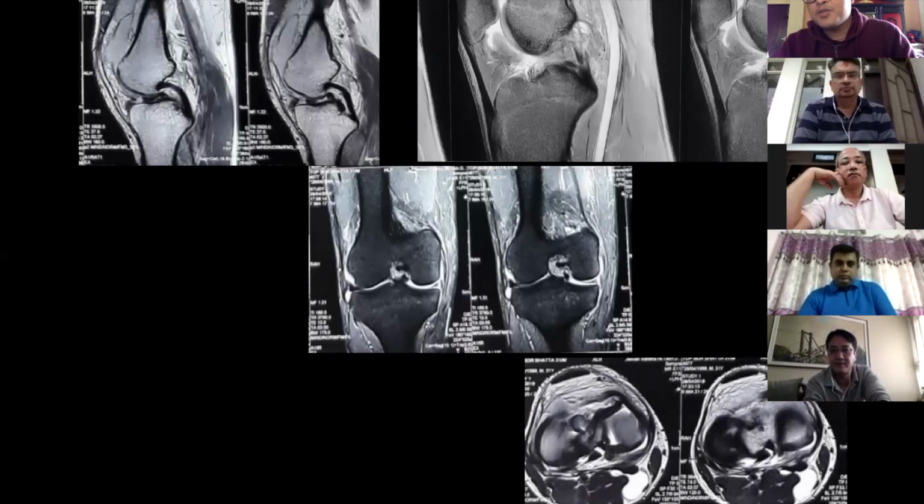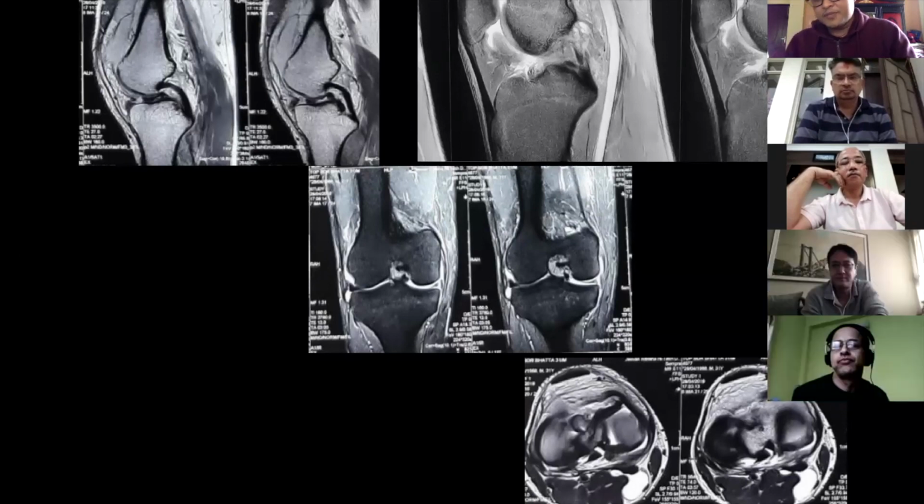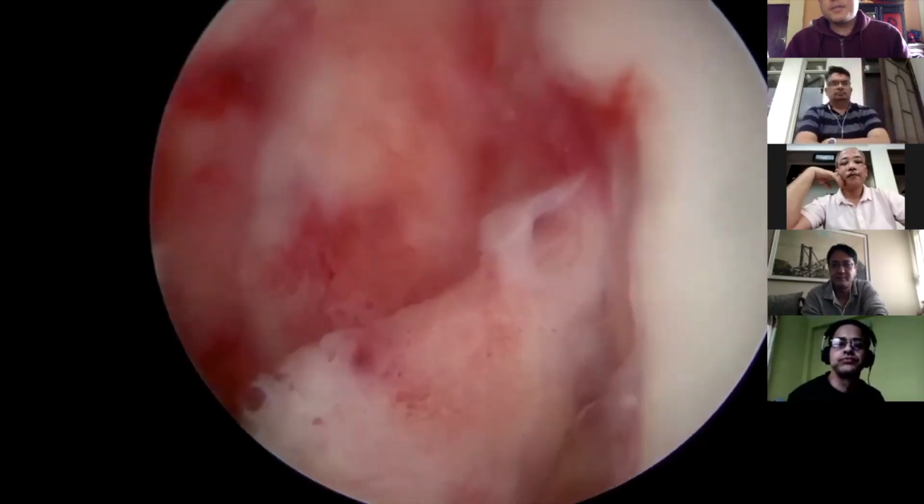One last thing: looking at his MRI, I don't see bony contusion. So I think we can do his ACL and his meniscus in the same sitting. Any of the panelists who will do ACL and meniscus separately, or will all of them do it in the same setting? Same setting. Okay.